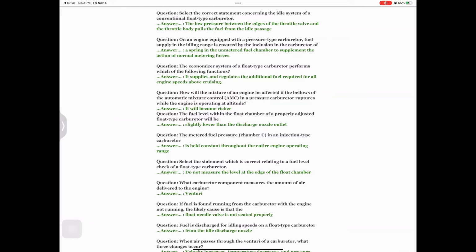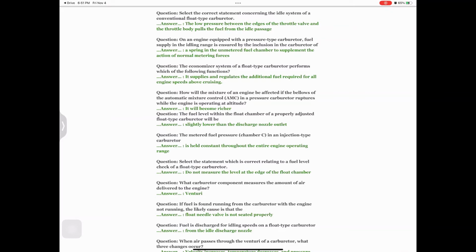Question: select the statement which is correct relating to a fuel level check of a float-type carburetor. Answer: do not measure the level at the edge of the float chamber. Question: what carburetor component measures the amount of air delivered to the engine? Answer: venturi. Question: if fuel is found running from the carburetor with the engine not running, the likely cause is that the, answer, float needle valve is not seated properly.